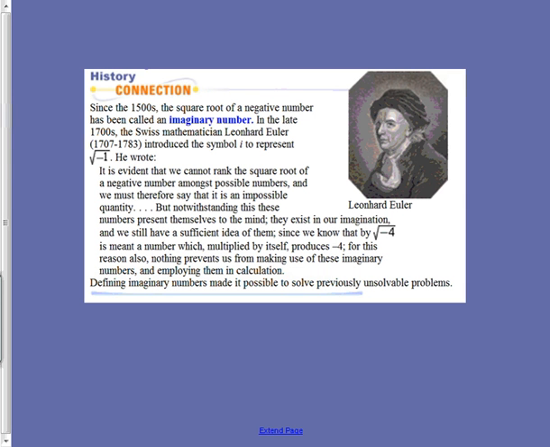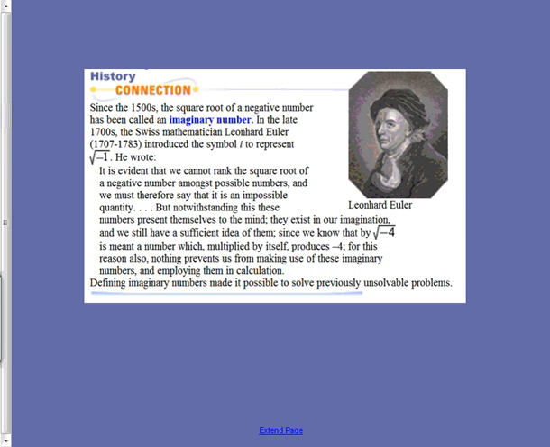It is evident that we cannot rank the square root of a negative number amongst possible numbers, and we must therefore say it is an impossible quantity. But notwithstanding this, these numbers present themselves to the mind. They exist in our imagination, and we still have a sufficient idea of them, since we know that by the square root of -4 is meant a number which, multiplied by itself, produces -4. For this reason also, nothing prevents us from making use of these imaginary numbers and employing them in calculation.